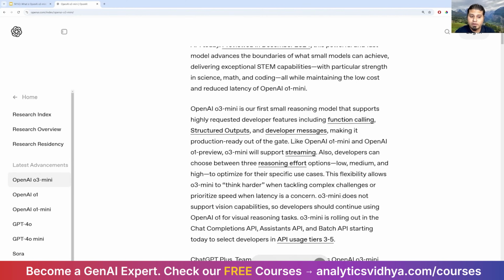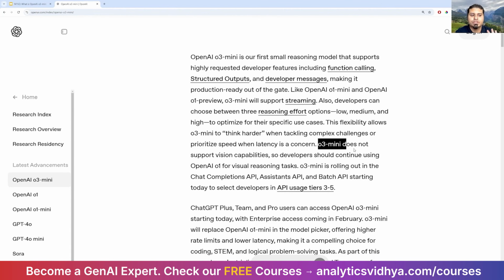Now, one drawback of this model is that o3-mini does not support vision capabilities, which means you cannot upload images as opposed to, let's say, if you are using GPT-4o, which supports vision capabilities where you can upload images, ask it questions, and so on.